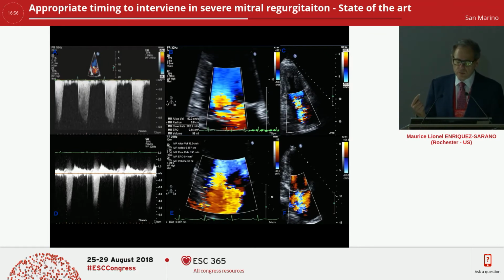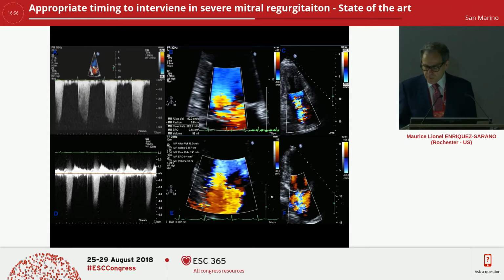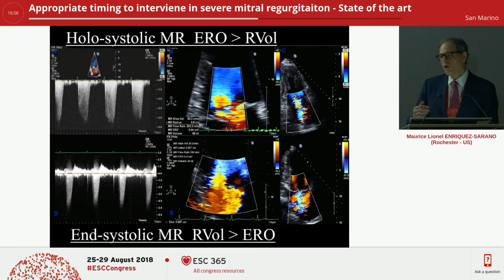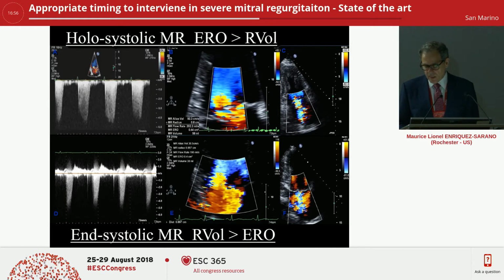You have to pay attention to that because the flow convergence looks the same in the holosystolic on top and in the mid-late systolic at the bottom. The jet looks the same in the holosystolic and the mid-late systolic, and it's only the continuous wave Doppler that tells you it is mid-late systolic. Be careful. Don't push this guy towards surgery. In the holosystolic MR, we measure more the effective regurgitant orifice than the regurgitant volume. In the end-systolic MR, you have to pay attention to the regurgitant volume because the effective regurgitant orifice is meaningless.